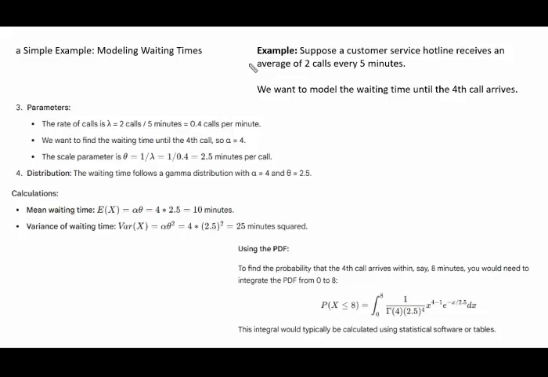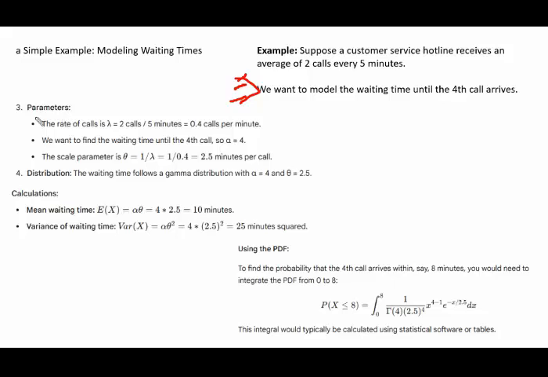Actually, we now have a simple example of the gamma distribution that provides valuable insight into its concepts. Suppose a customer service hotline receives an average of two calls every 5 minutes, and our aim is to use the gamma distribution to model the waiting time until the fourth call arrives.